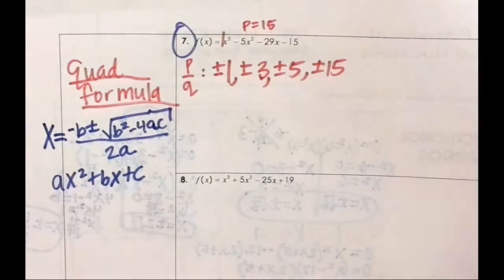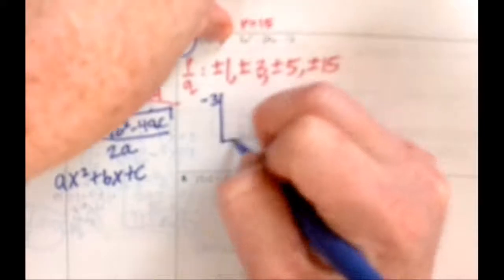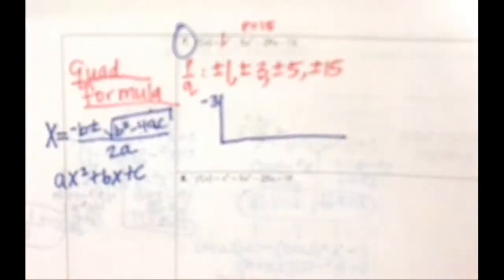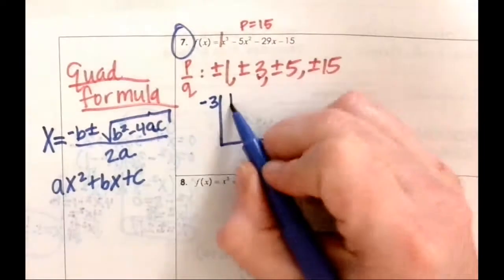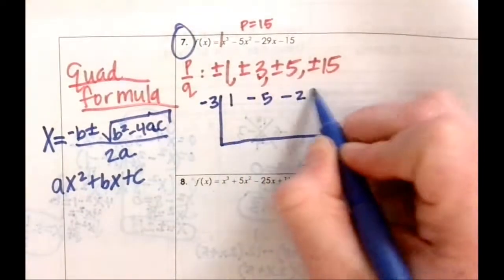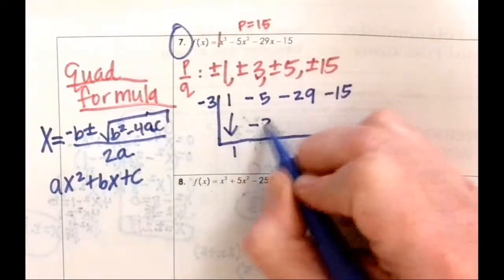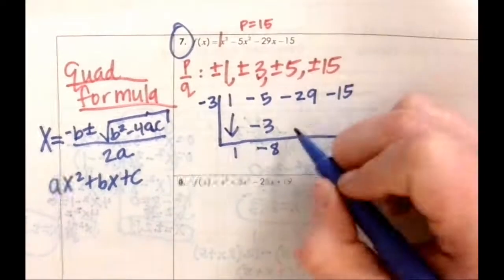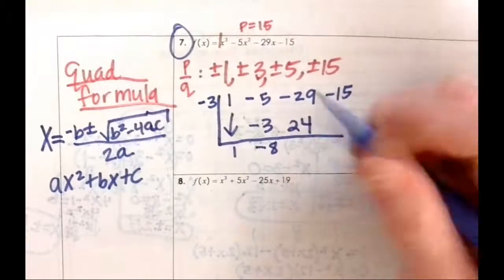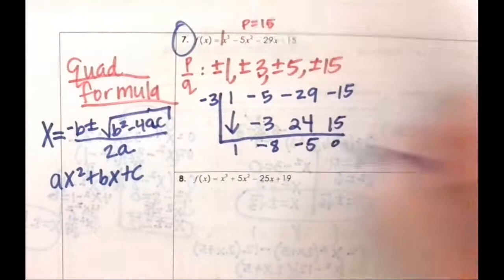Alright. Since I did these already, I know negative 3 works. So let's do that. Alright, coefficients are 1, negative 5, negative 29, negative 15. Let's bring down the 1. 1 times negative 3 is negative 3. Negative 5 minus 3 is negative 8. Negative 8 times negative 3 is 24. Negative 29 plus 24 is negative 5. Negative 5 times negative 3 is 15, remainder 0.